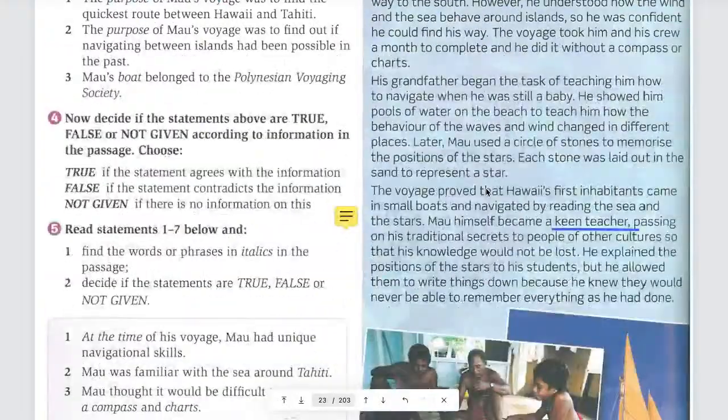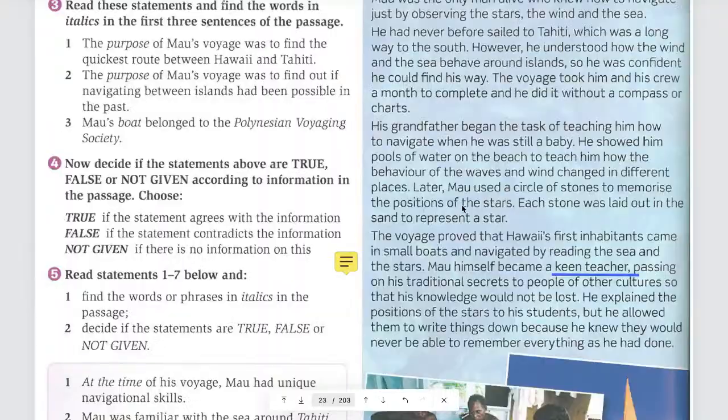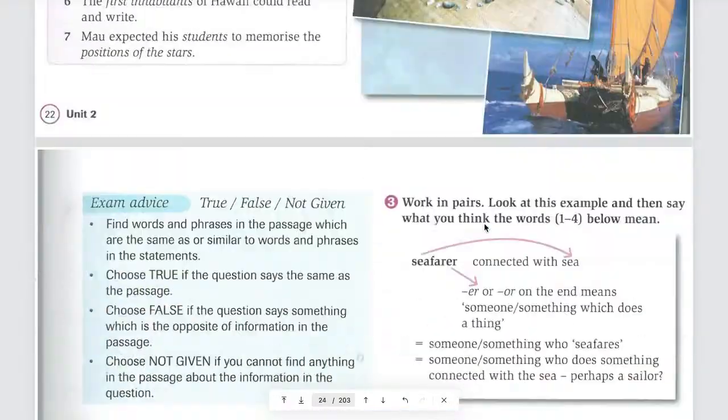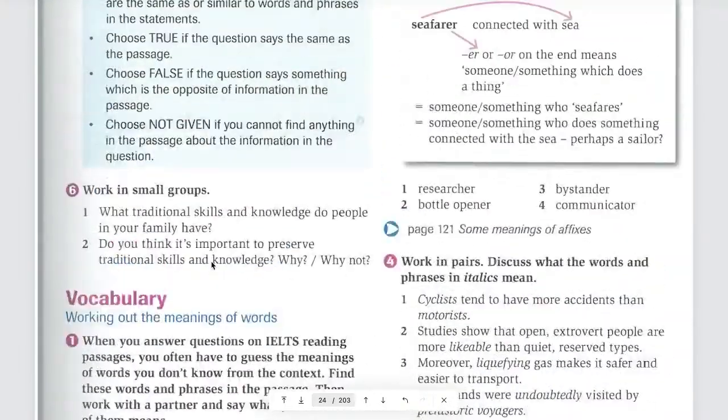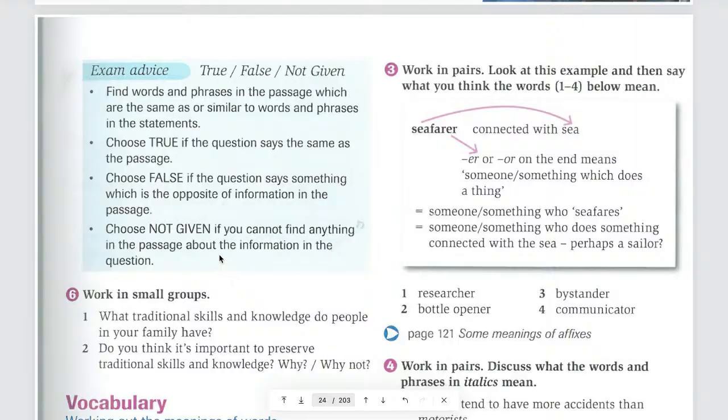You don't see it here right now because this is just a sample. We don't have some statements or some questions there for you to see, but later on you will see that. So the statements here, actually they are the questions, and you have to choose whether they are true, false, or not given. Got it? All right. Next one. Choose true if the question says the same as the passage. If whatever is mentioned in the passage is the same or similar to what is mentioned in the statements, that means that one is true.